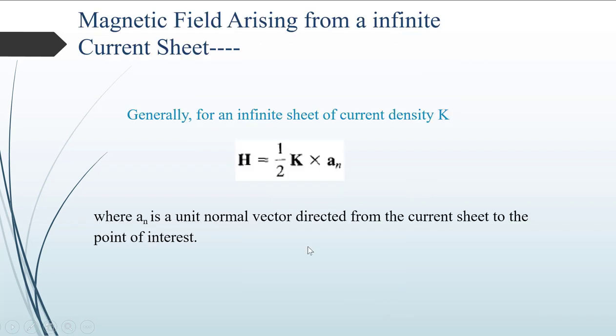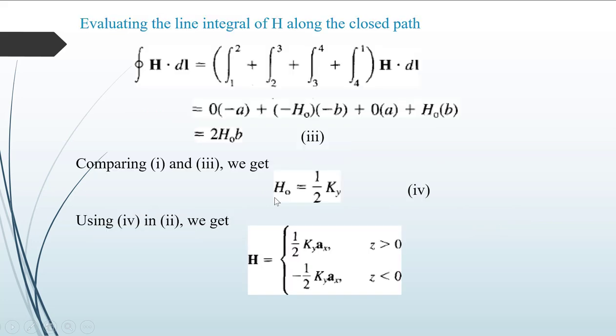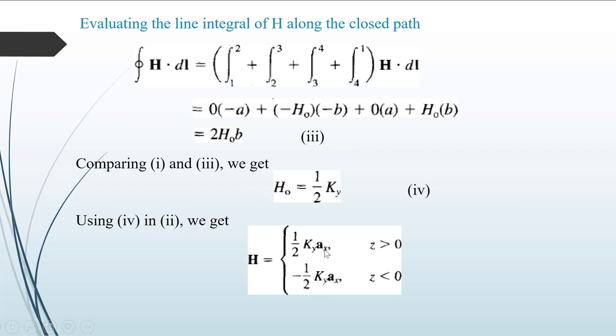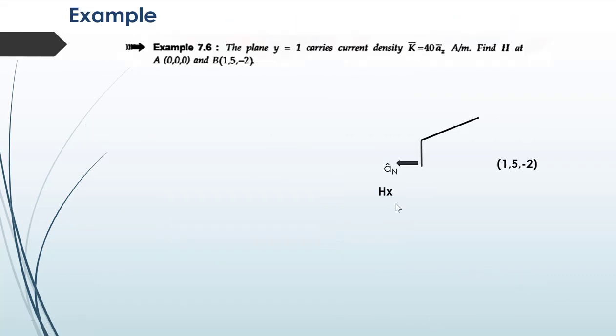So in general we can write this expression for H due to infinite current density K bar as H bar is equal to 1/2 K bar cross a_n cap, where a_n cap is a perpendicular unit vector.